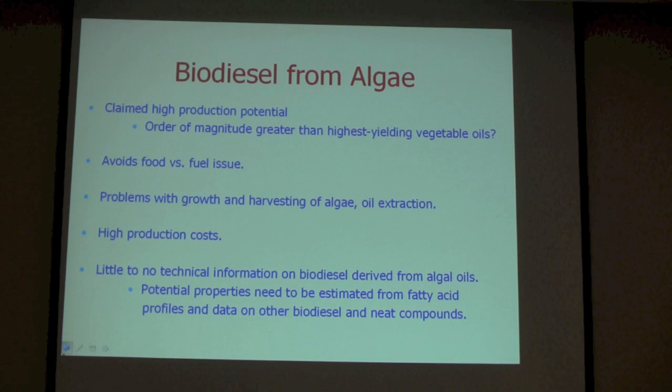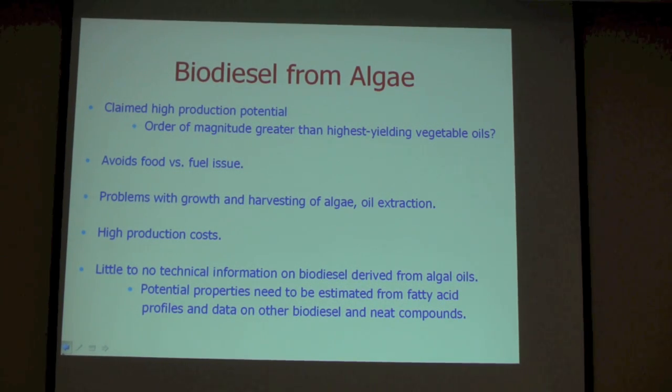Its major advantage, or so-called advantage, or alleged advantage, is the claimed high production potential, an order of magnitude greater than the highest yielding vegetable oil, in, let's say, the most optimistic assumptions. It also avoids the food versus fuel issue, but there have been some problems with growth and harvesting of algae and oil extraction. Production costs have been fairly high.